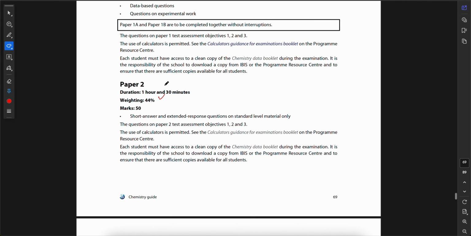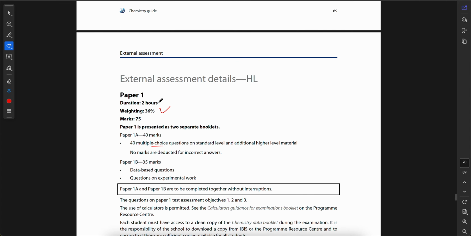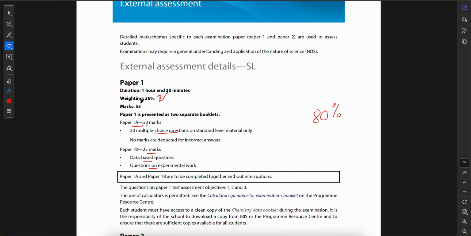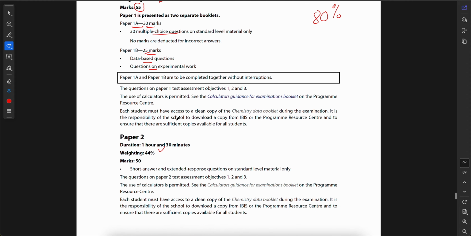But for paper 1B, it has 25 marks for SL: database questions or questions on experimental work. And for HL, 35 marks. So for HL, paper 1 is a total of 75 marks, 40 MCQs and then 35 for paper 1B. But for SL, the total is 55 marks, 30 MCQs and then paper 1B is 25 marks. The hours also would be different. They're not the same. We'll talk about it after this.